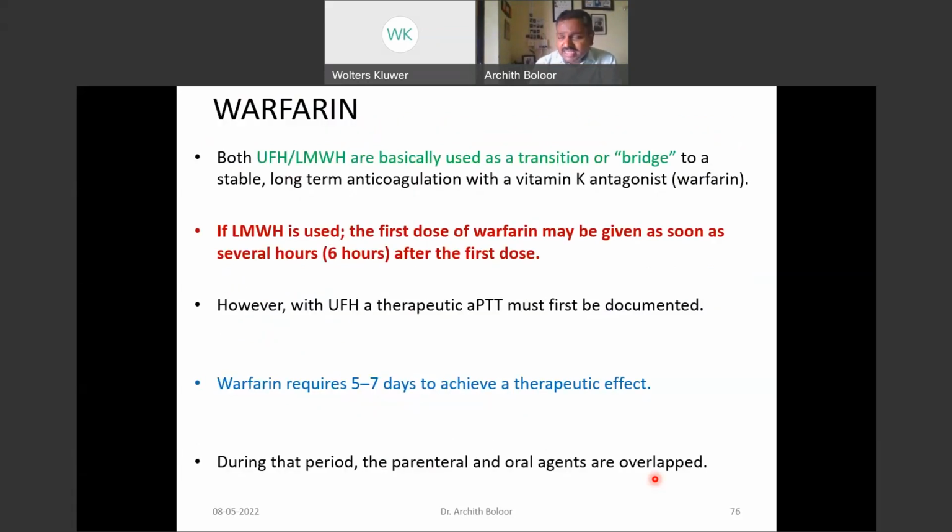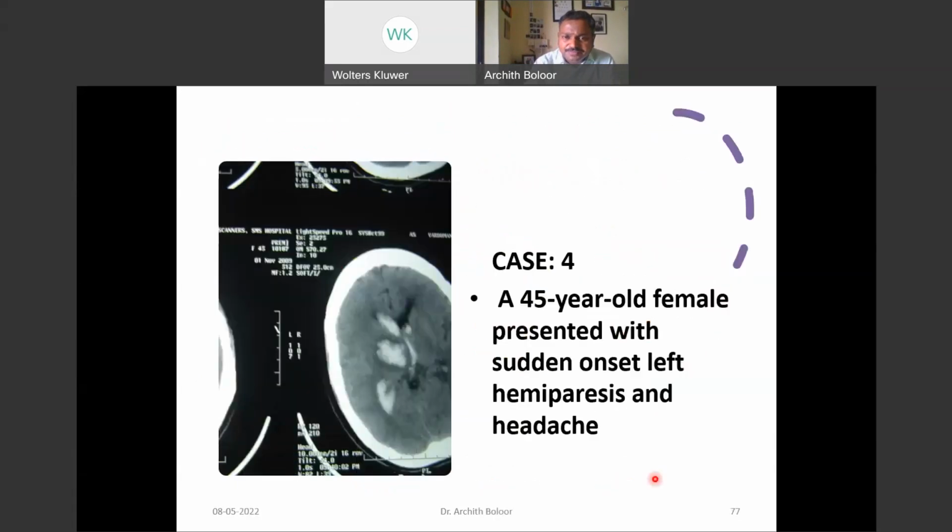Warfarin, as we said, has to be given. The newer oral anticoagulants have come up, except for your cardioembolic stroke, the rheumatic heart disease, which is there. All other conditions, you can give your novel anticoagulants also. So warfarin is also importantly to be considered.